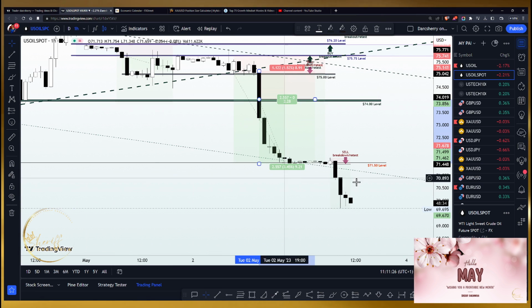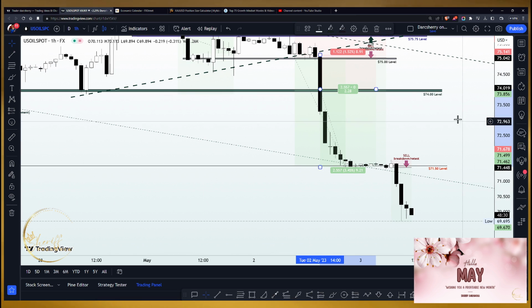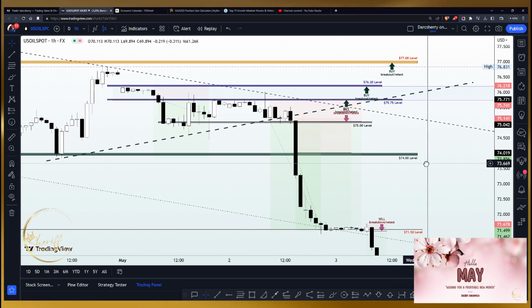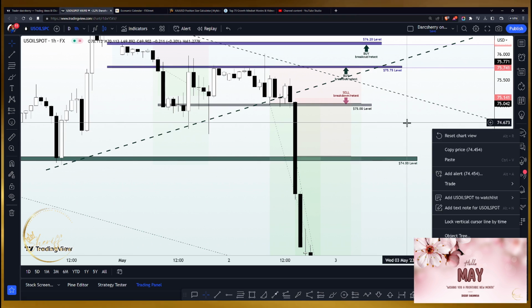So as usual, the first commodity we are going to be looking at this morning is the US oil. And on the US oil, so far so good since the beginning of the week. We have been very, very profitable on this commodity as we continue to sell in the last 48 hours. Now, let's quickly run through how the week started for us on the US oil.